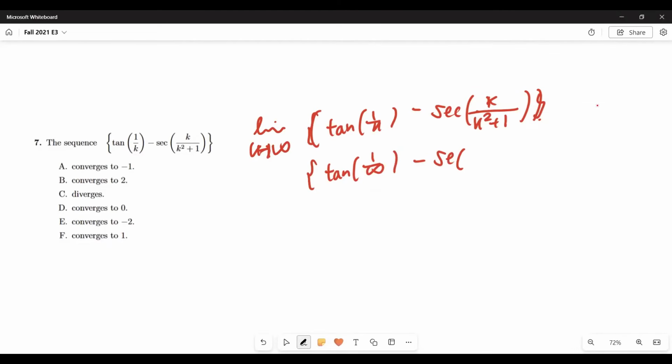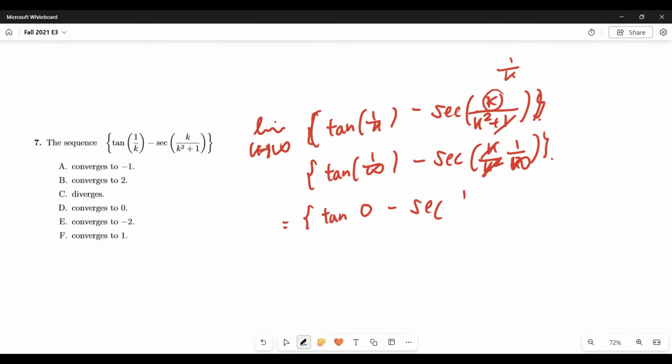of infinity over infinity squared plus 1, right? But before we actually do that, this can be simplified into 1/k, right? Because if k goes to infinity, the plus 1 will be so trivial, we don't have to really care about it. So this is going to be secant of k over k squared, and k over k squared is simplified as 1/k, and you can put k as infinity, so it's going to be 1/infinity. So this is tangent of 1/infinity, which is 0, minus secant of 1/infinity, which is also 0. So it's going to be 0.